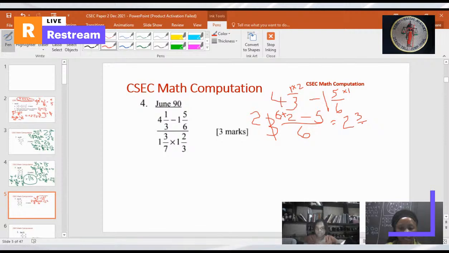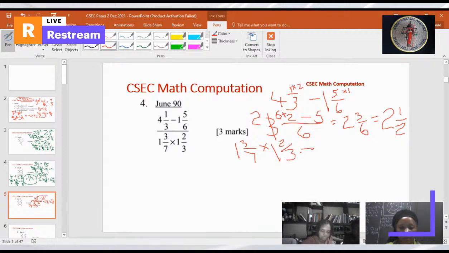2 and 3 over 6, which can be reduced to 2 and a half. All right, so that's the numerator. Now let's work the denominator. So we have 1 and 3 over 7 times 1 and 2 over 3.